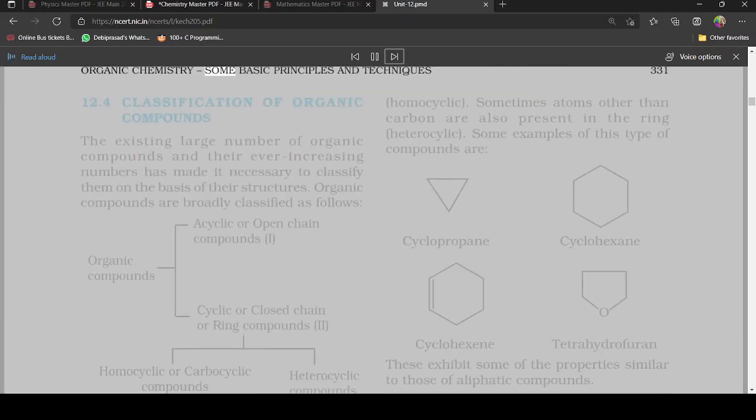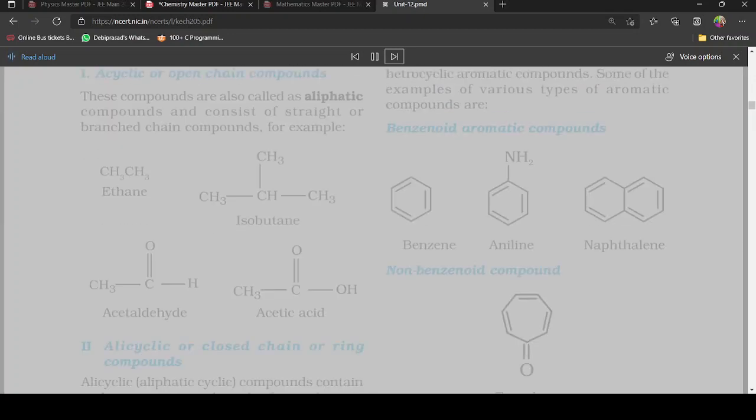Organic Chemistry: Some Basic Principles and Techniques. 331. 12.4 Classification of organic compounds. The existing large number of organic compounds and their ever-increasing numbers has made it necessary to classify them on the basis of their structures. Organic compounds are broadly classified as follows. 1. Acyclic or open-chain compounds. These compounds are also called aliphatic compounds and consist of straight or branched chain compounds, for example.